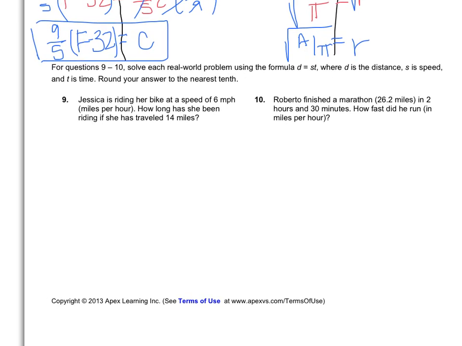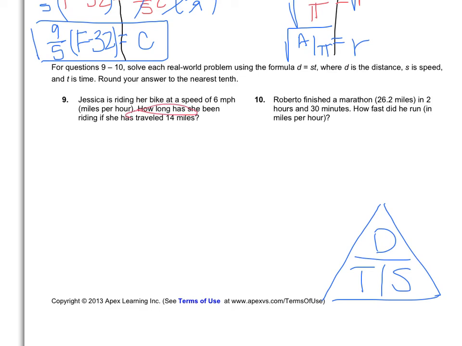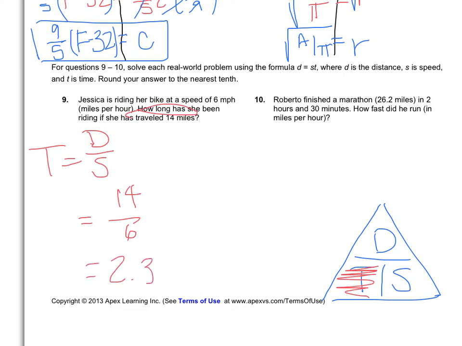And number 9, Jessica is riding her bike at a speed of 6 miles per hour. How long has she been riding if she has traveled 14 miles? So again, we can use our triangle that relates distance, speed, and time. The question is asking us how long, so that's our time. So if we cover up t, we're left with d over s, so distance divided by speed. Well, her distance was 14, her speed was 6, and 14 divided by 6 gives us 2.3 hours.